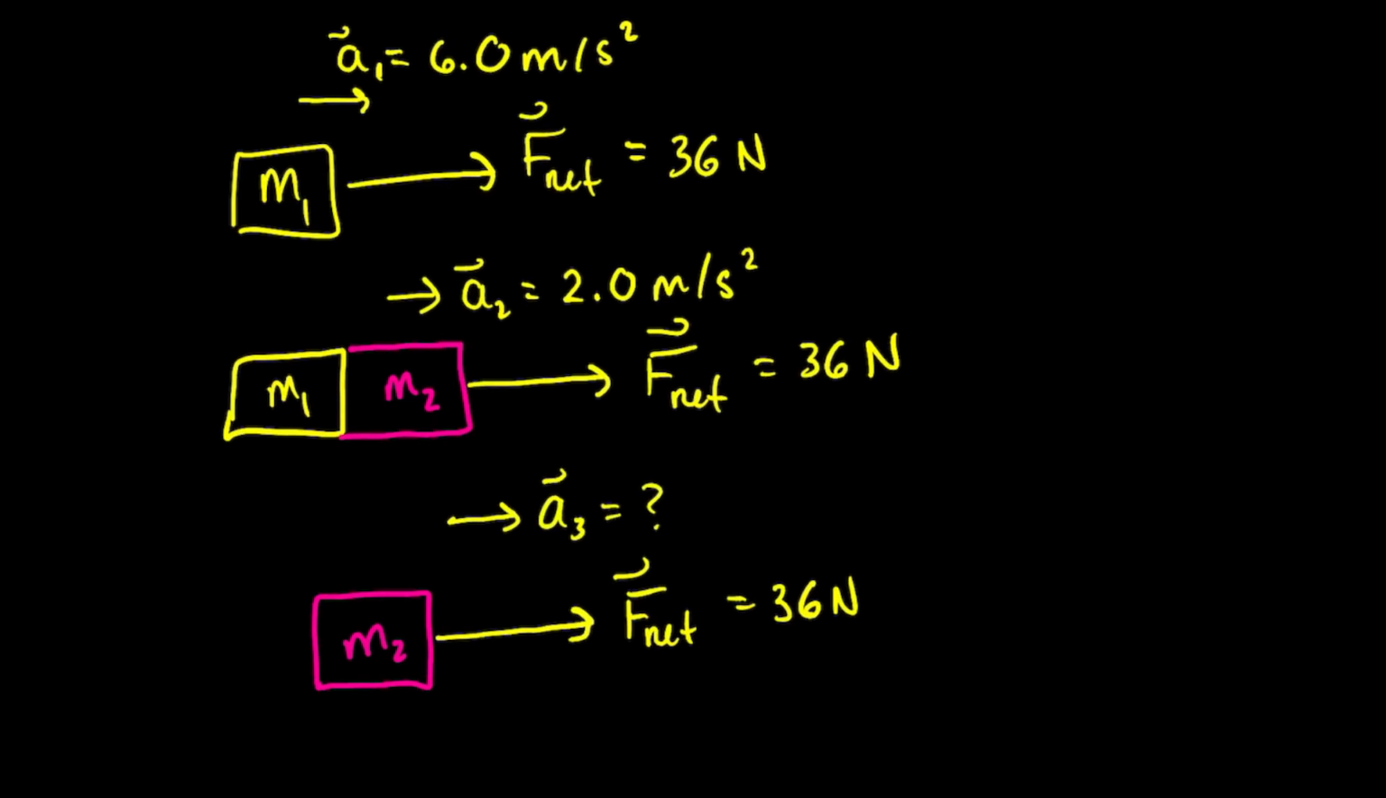In order to answer this question, they want us to find the acceleration of the object of mass 2 when it is alone. But to do that, we're going to start from case 1 and get the mass 1 from Newton's second law. And then from the second case, we're going to isolate for mass 2. And then finally, in the third case, we're going to just find the acceleration for the object m2.